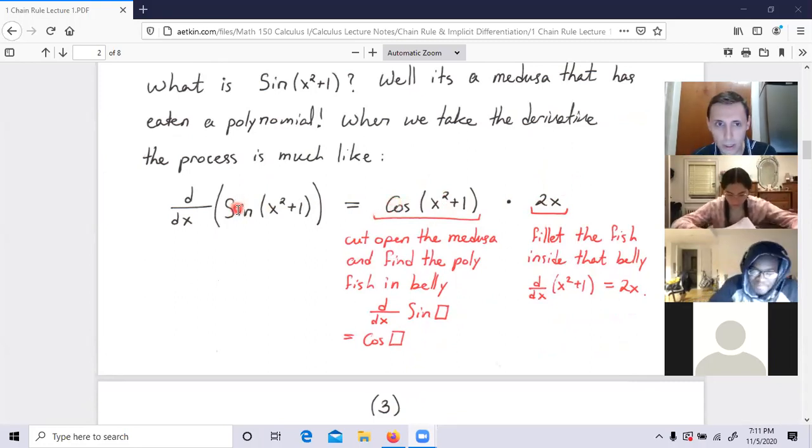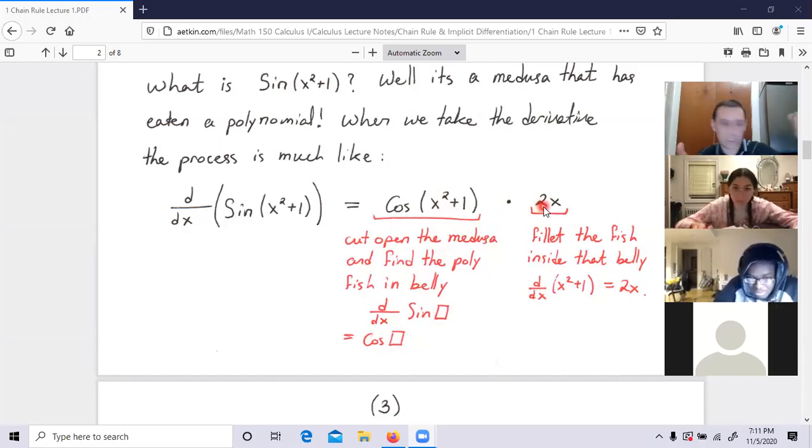Good. So the derivative of sine is cosine. You see this? This is what I think. Derivative of sine of a box is cosine of a box multiplied by what you find in the belly of the big fish, which is the derivative of x squared plus 1, and that's 2x. So the answer is cosine of x squared plus 1 times 2x. Are you with me? That's like belly of the beast.